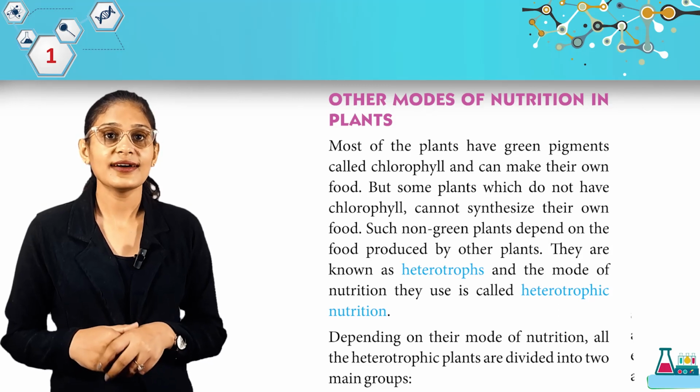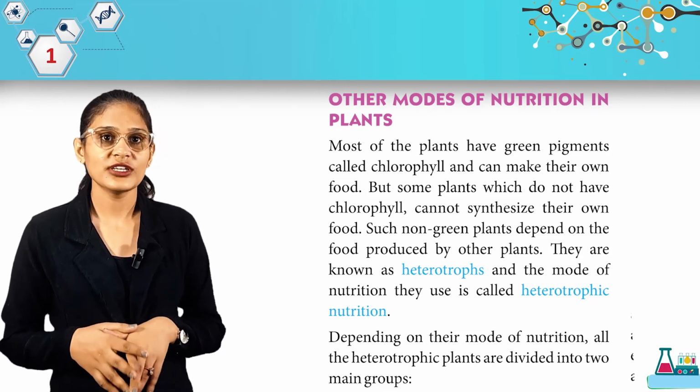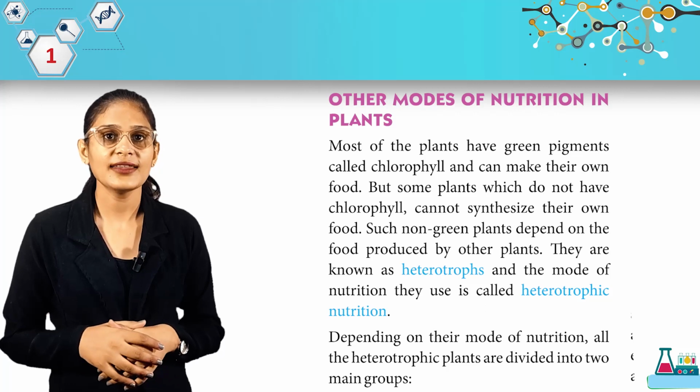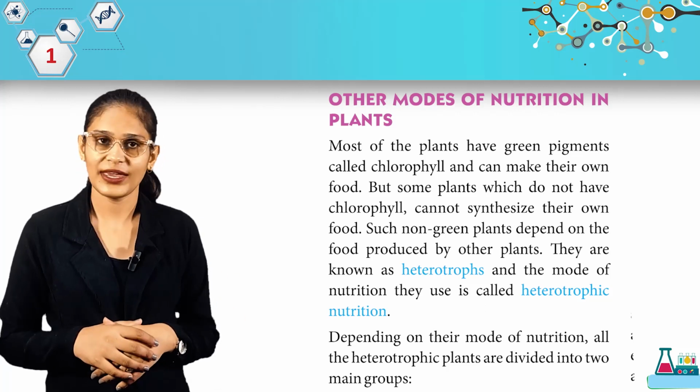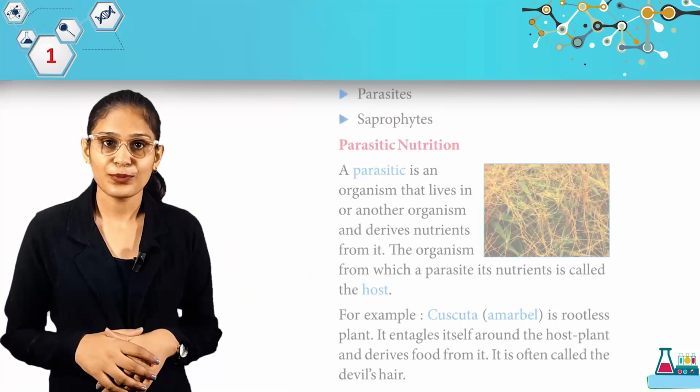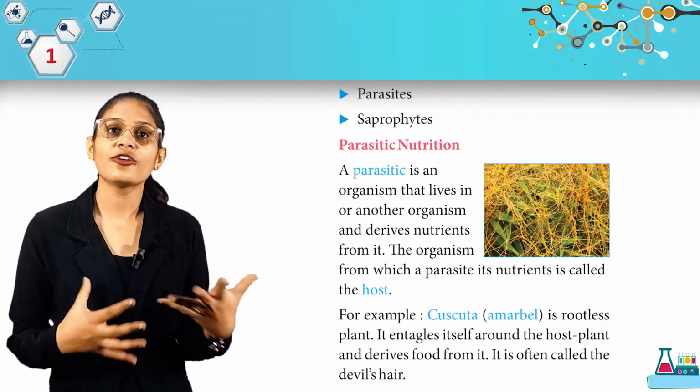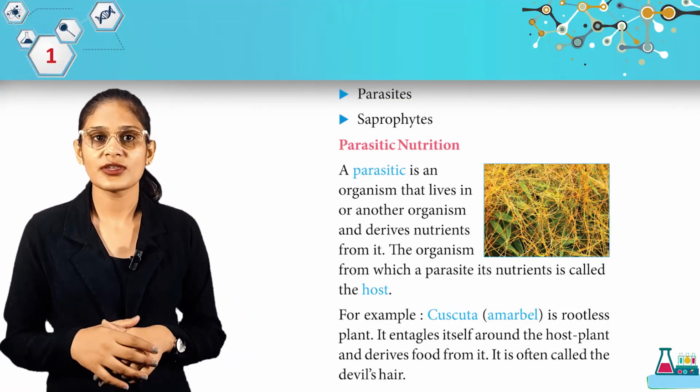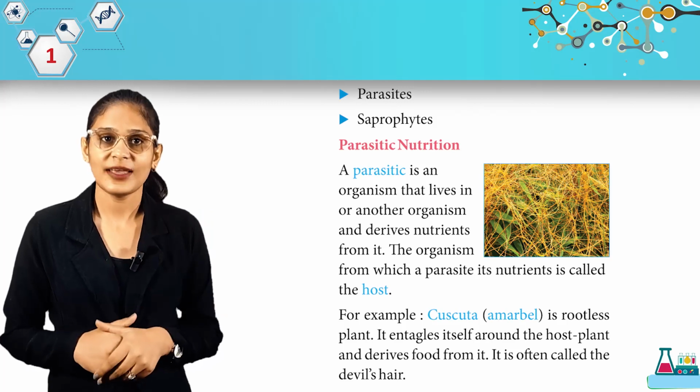Here, look here, depending on their mode of nutrition, all the heterotrophic plants are divided into two main groups: parasites, saprophytes. So students, अब heterotrophic nutrition में भी दो टाइप का न्यूट्रिशन है, that is parasites and saprophytes.